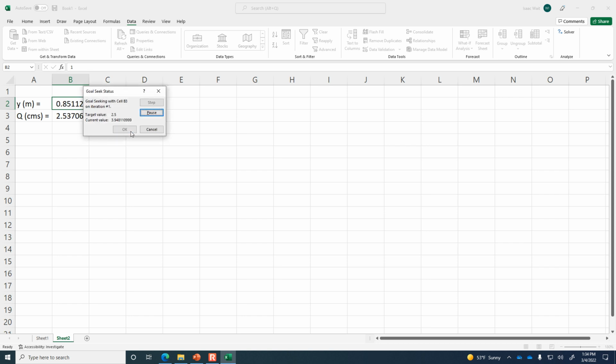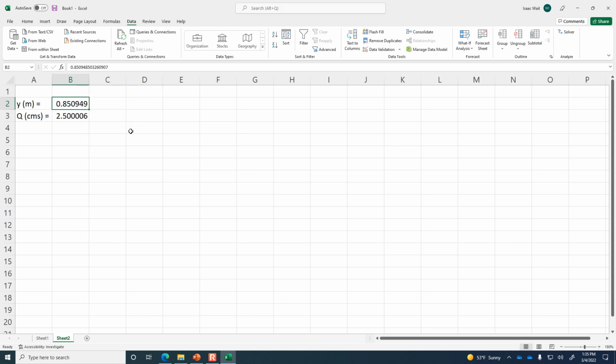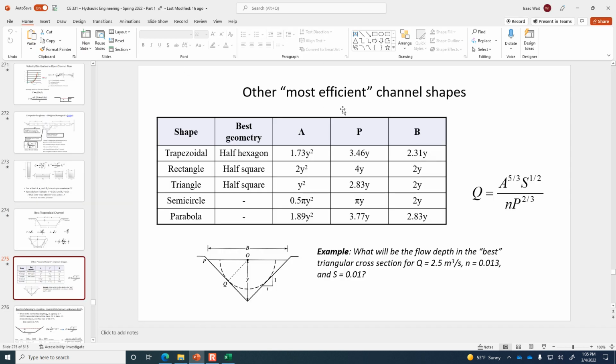And then we say, all right. And it finds that a depth of 0.85 meters is what depth would give us that flow rate of 2.5 cubic meters per second. Did anybody solve this with their calculator? And did you also get 0.85? All right, good. So that's what we mean by the most efficient. The most efficient channel is the one that has the shape that maximizes the flow capacity for a certain depth.